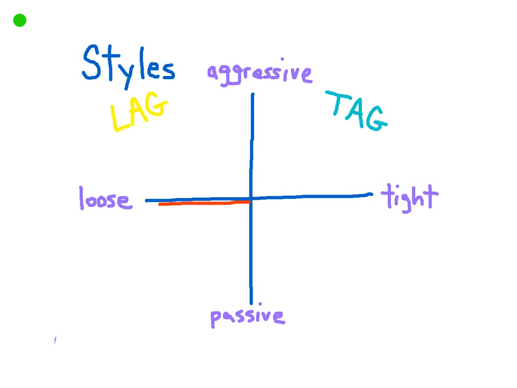The first, loose passive, we're going to outline in red. Stay away from a loose passive style. You're going to lose money and you're going to lose it fast because you're playing a lot of hands and you're not winning the pots. You're not preventing opponents from outdrawing you when you are ahead. Even if an opponent doesn't outdraw you, because of your passiveness, the pot's small by the river.